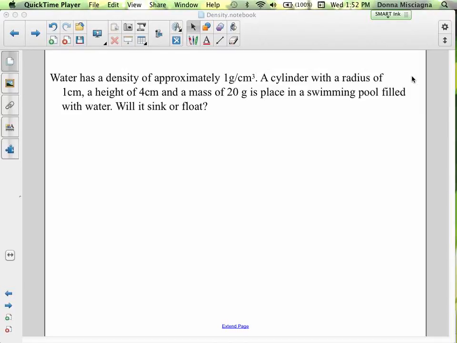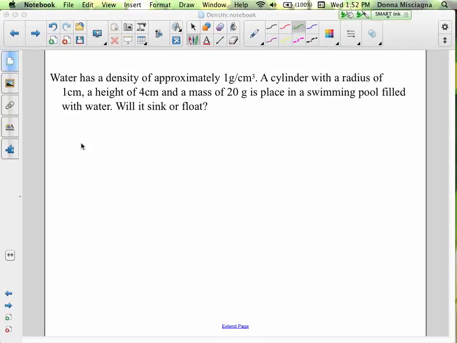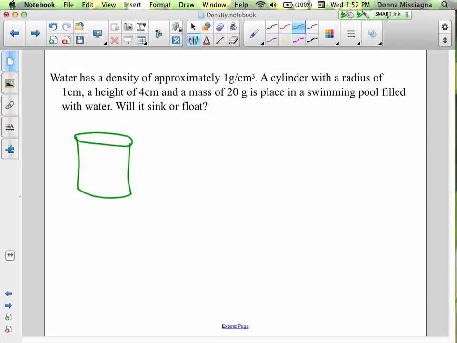All right, so the very first thing we have to do is find the density. And to find the density, what would we have to do first? We've got to find the volume, right? We don't have the volume here, but we have the information. So we have a cylinder. Here's our cylinder. It has a radius of 1 centimeter and a height of 4 centimeters.